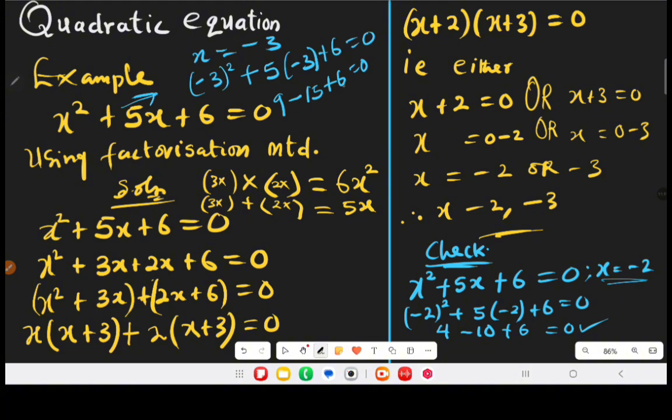9 plus 6 gives us 15. 15 minus 15, which is 0, is equal to 0. So, it's true. Our answer is correct when x is minus 2 and when x is minus 3.